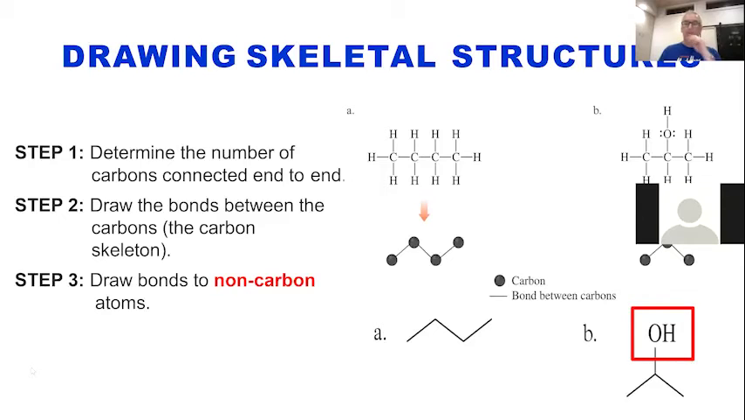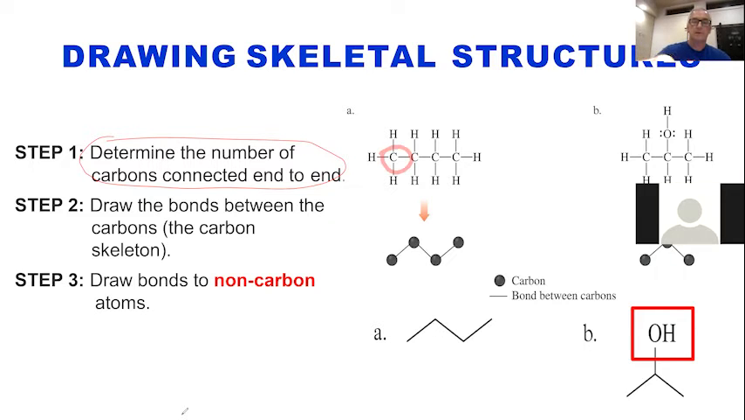So when we're drawing these skeletal structures, there's a number of things we have to do first. One, got to figure out how many carbons are in a row. What's the longest number of carbons you can make in a row? And we'll find out that it's not always as simple as it looks. In this particular instance, it's pretty straightforward. I just have butane here.